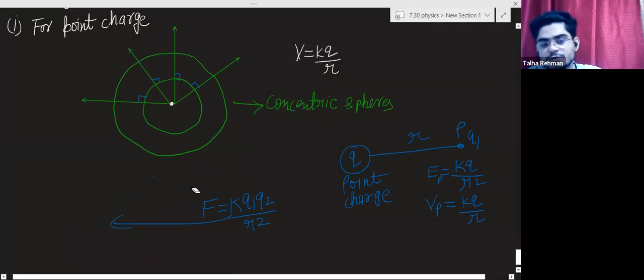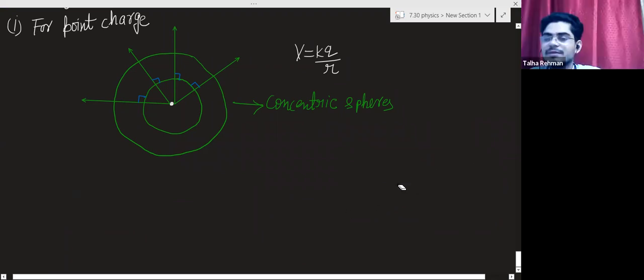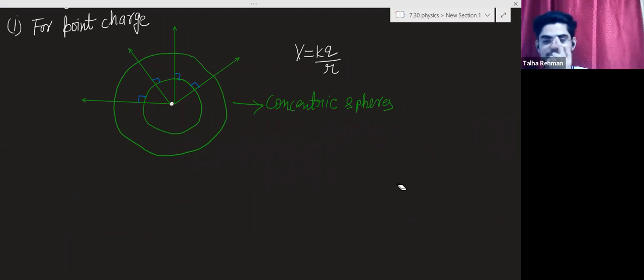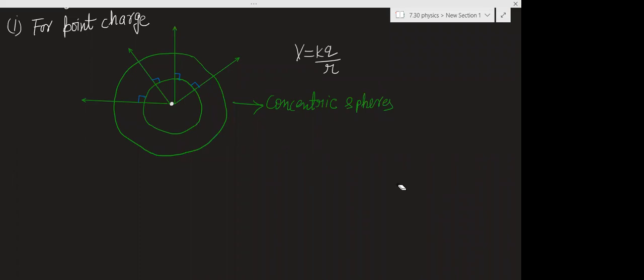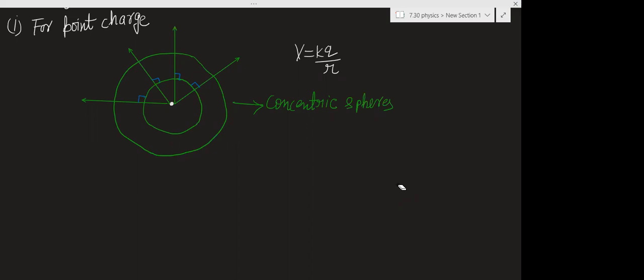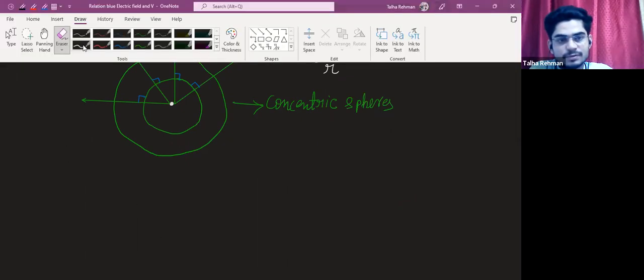Can you tell me what is Gauss law? Gauss's law: the total electric flux coming out of a closed surface is 1 by epsilon times the total charge enclosed in the surface. Very good, very good. This is what the Gauss law is. And what is electric dipole? Sir, it is a pair of two opposite charges separated by a very short distance. Very good.